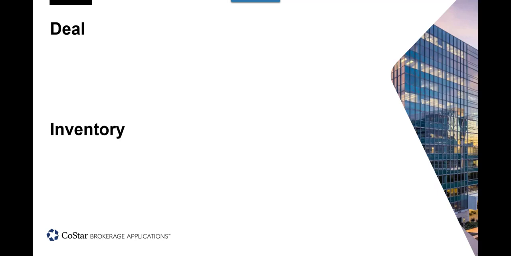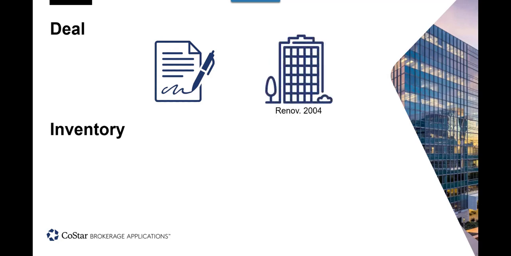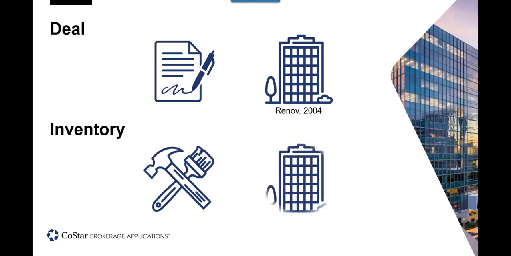For example, this lease deal represents a lease for office space in a building that was last renovated in 2004. The owner of the building has plans for a significant upgrade to the lobby, with a complete renovation as well as the addition of a cafe and several other new amenities. Construction is scheduled to be completed next year, at which time you will change the property details in CoStar brokerage applications to reflect the updates to the building.